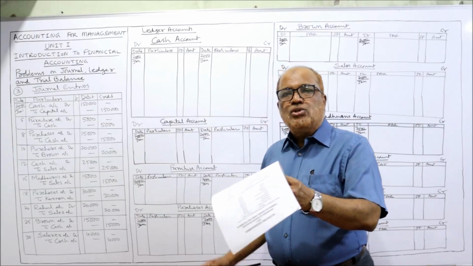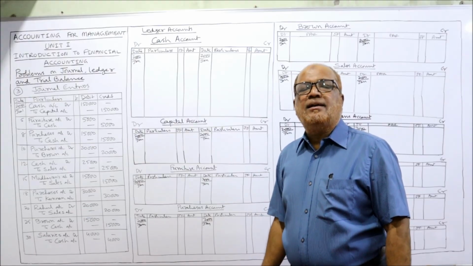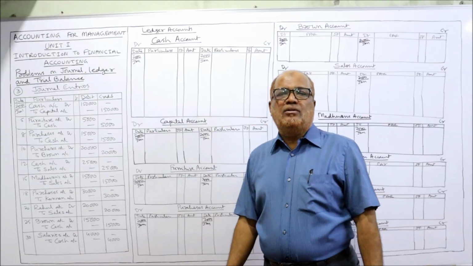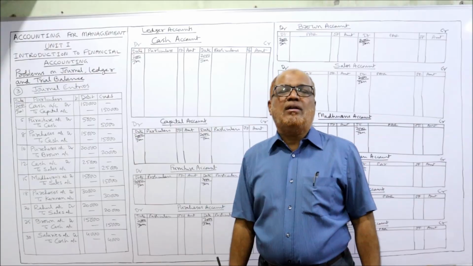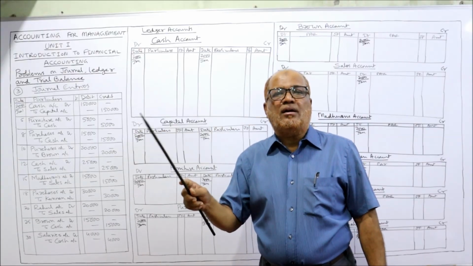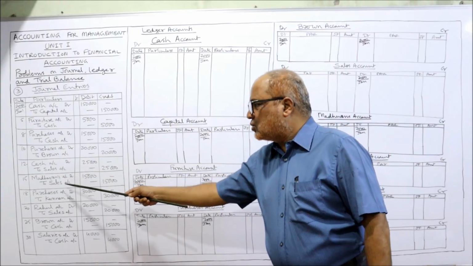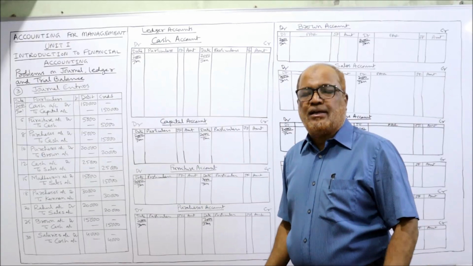Next, 15th. Sold goods on credit to Madhavan. It is a credit sale because the name is given. We sold the goods to Madhavan, so Madhavan is the receiver, and the rule is debit the receiver. So Madhavan account debit to sales account 15,000, being the goods sold on credit.